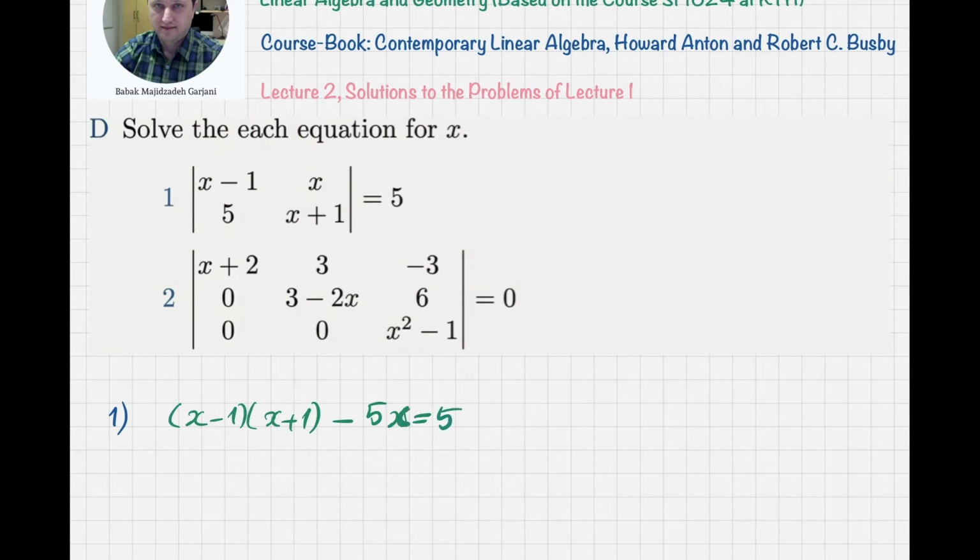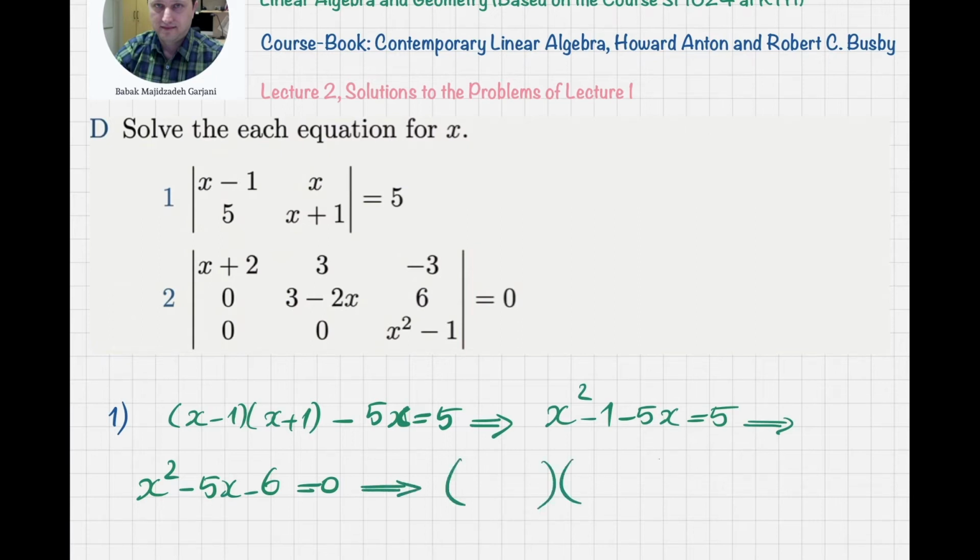And then what happens, I use the conjugate rule to expand this, so it becomes x squared minus 1, then I have minus 5x equals 5. So that's a quadratic equation, so it becomes x squared minus 5x minus 6 equals 0. You can either use the PQ formula or ABC formula to solve this, but it would be very easy if I use factorizing the polynomial here.